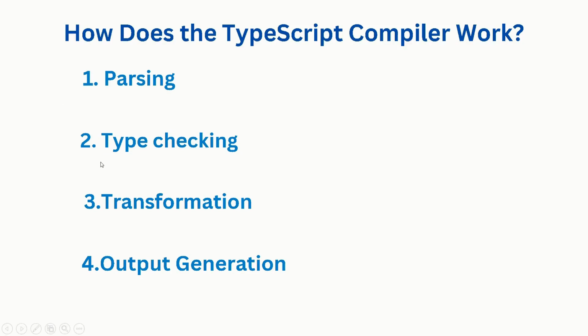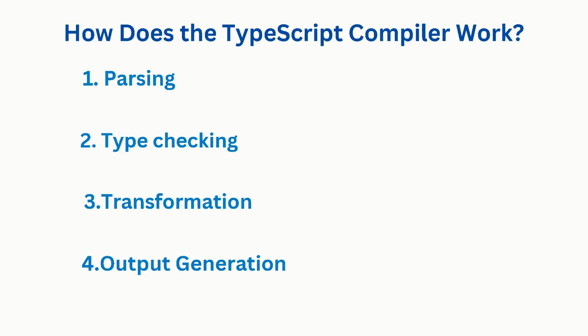Then the second step involves type checking. Since TypeScript is a statically typed language, which means it allows developers to specify the type of variables, parameters, and return values, the compiler type checks by analyzing the types specified in the code and ensuring that they are used consistently and correctly throughout the program.